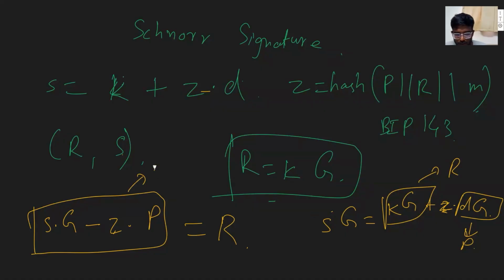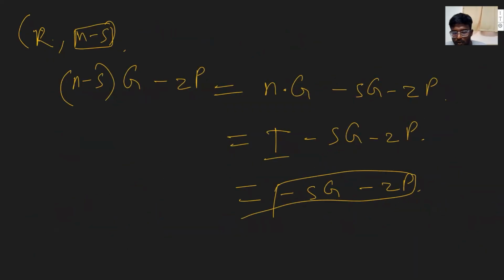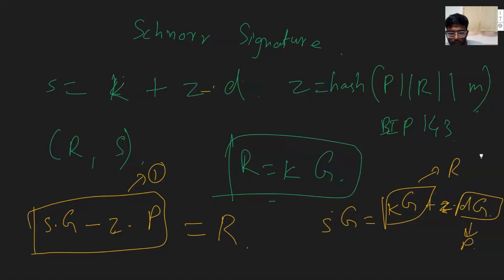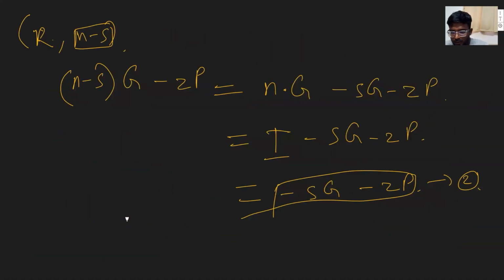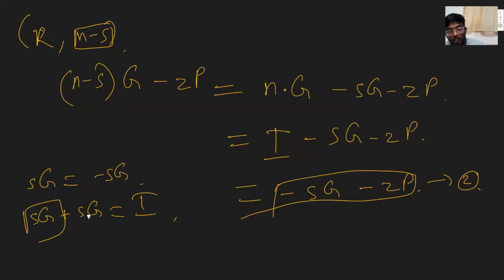Let's say this is equation 1. In order for equation 1 to be equal to equation 2, which condition should be satisfied? The minus z P is the same in both terms, so we essentially need s G to be equal to minus s G. That would mean s G plus s G equals the identity element, which is the point at infinity. But this s G is actually a point on the elliptic curve. Every point on the elliptic curve except the identity element has the order n, which is a very big prime number.